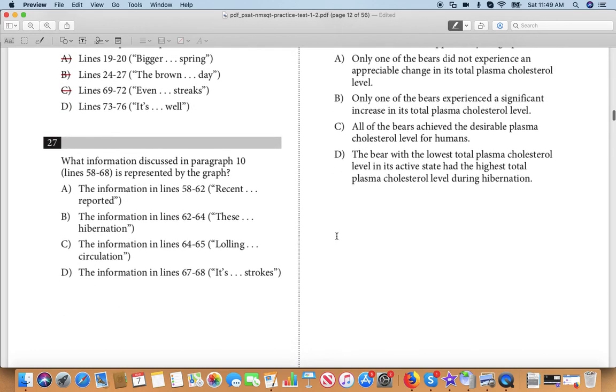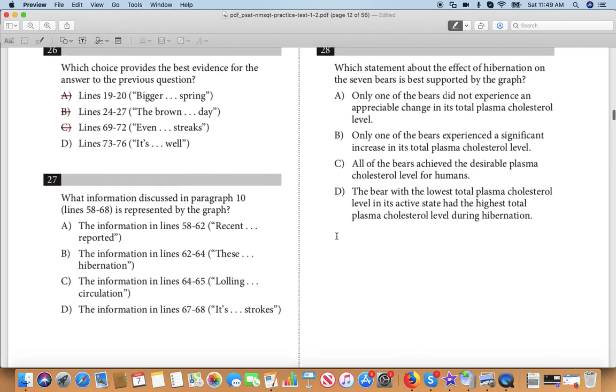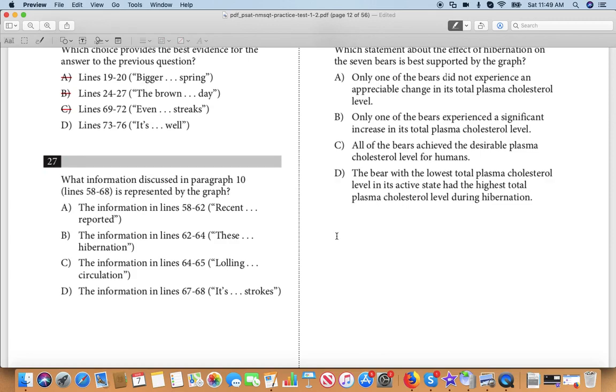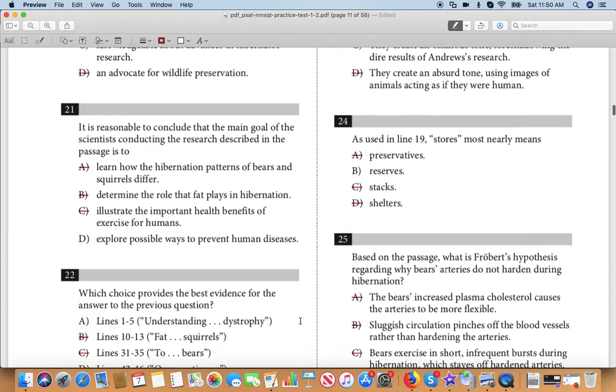Okay. Go ahead and read question number 27. We're almost done with this. What information discussed in paragraph 10, lines 58 through 68 is represented by the graph? Okay. Oof. Okay, let's do this. Let's read paragraph 10, lines 58 through 68, and then we're going to study the graph and see what information is represented. In fact, actually, hold on. Let's stop. This is easy. This is better. Let's study the graph, and then we'll test the answer choices in 27. Does that make sense? Okay. So let's study the graph. Let's just do our graph analysis method like we just did.